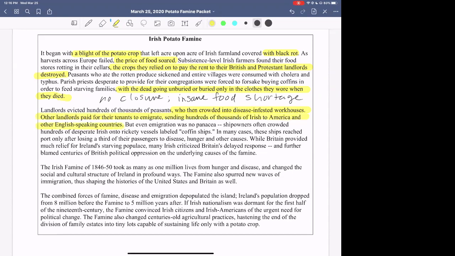But even emigration was often hundreds of desperate Irish into rickety vessels labeled coffin ships. In many cases, these ships reached port only after losing a third of their passengers to disease, hunger, and other causes. While Britain provided much relief for Ireland's starving populace, many Irish criticized Britain's delaying response and further blamed centuries of British political oppression on the underlying causes of the famine. So let's highlight that. The Irish famine of 1846 to 50 took as many as 1 million lives from hunger and disease and changed the social and cultural structure of Ireland in profound ways. So maybe let's circle this date here.